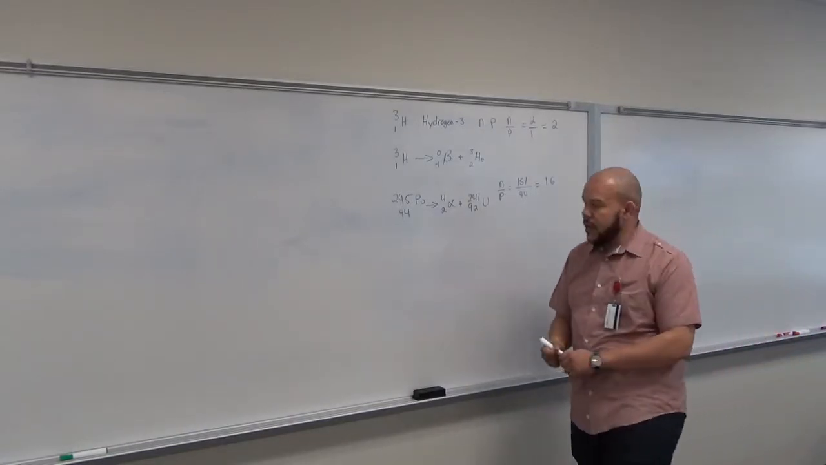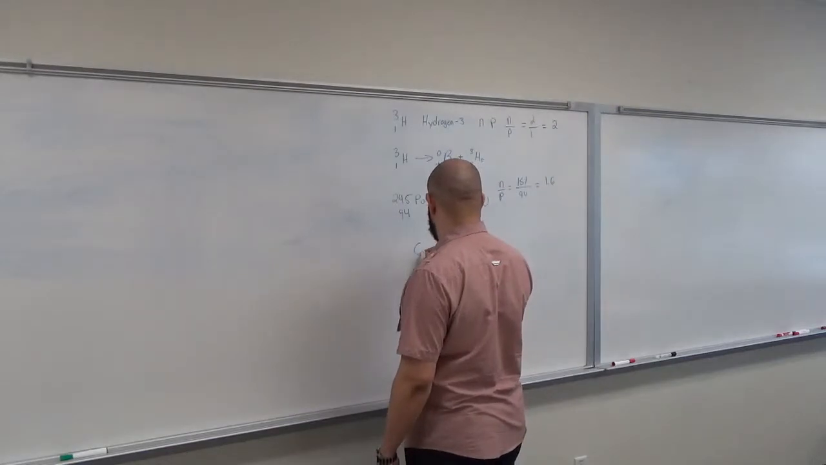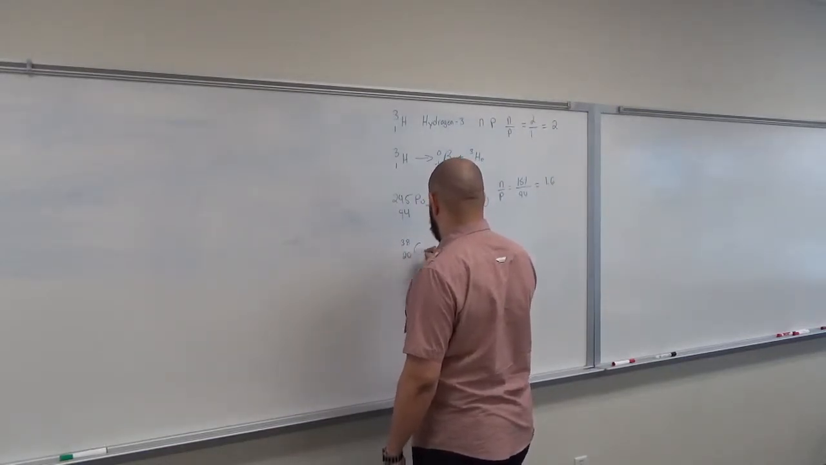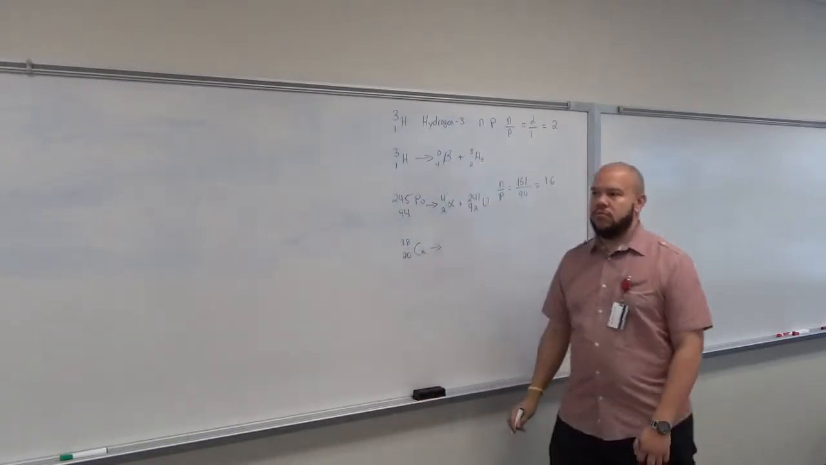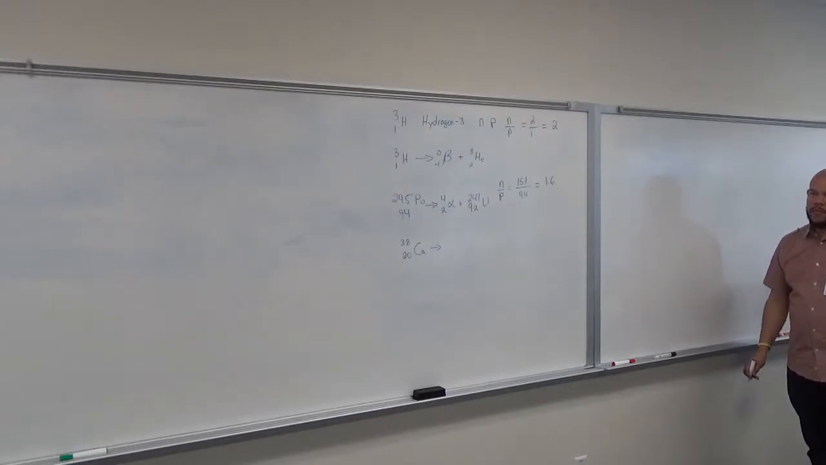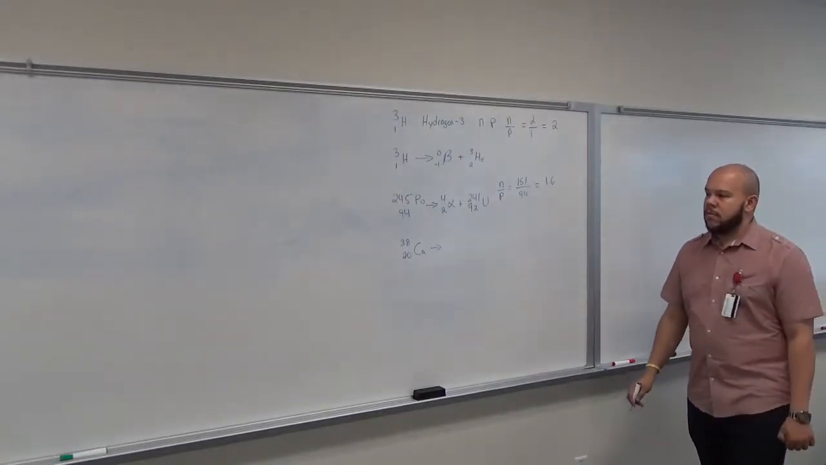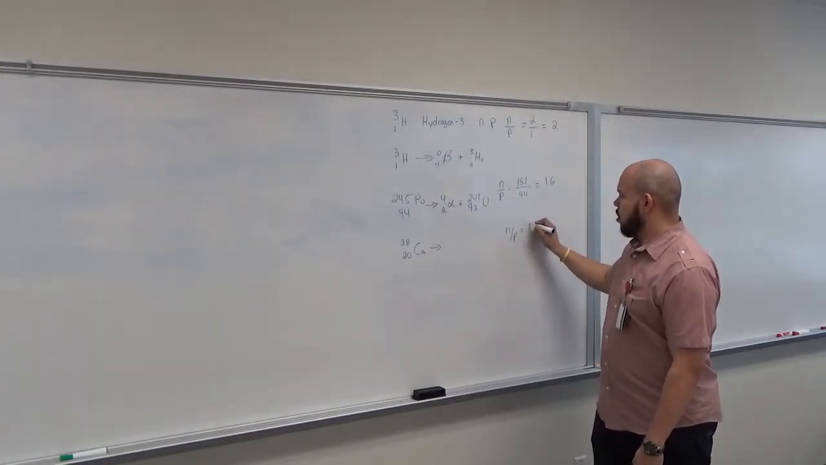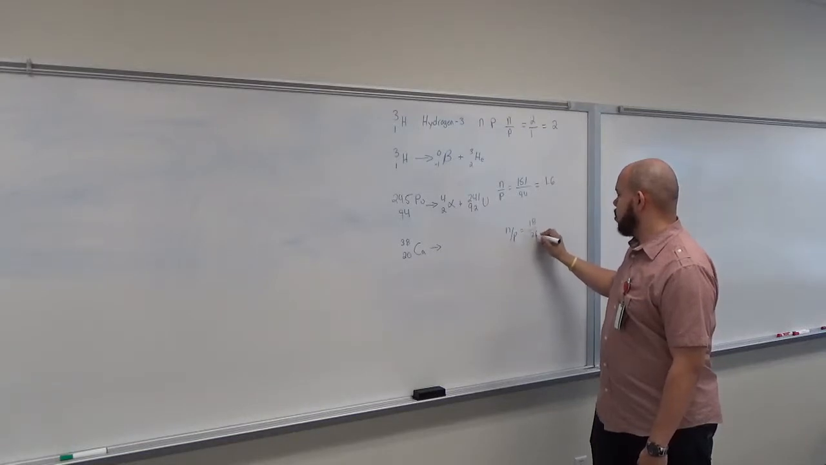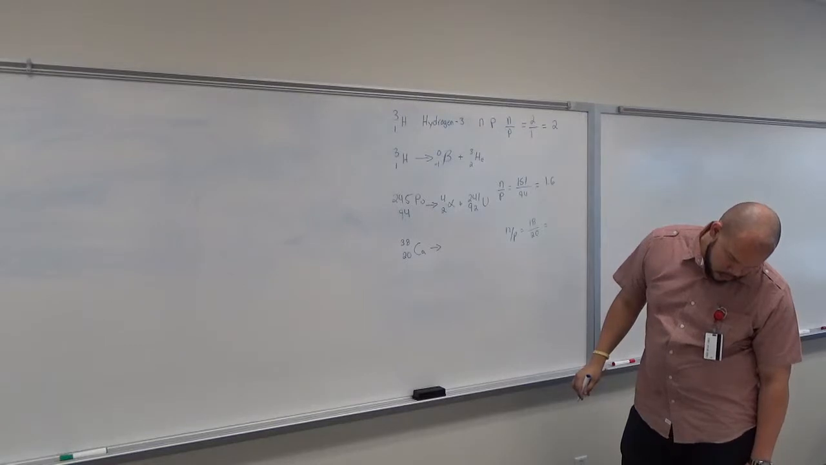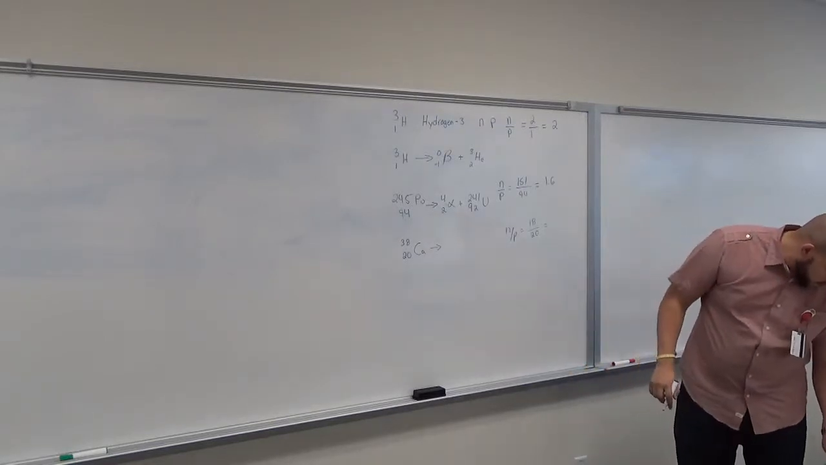calcium 38. So let's talk about what if it's not a heavy metal, right? Neutron to proton ratio is equal to 18 over 20. I don't think I did that.